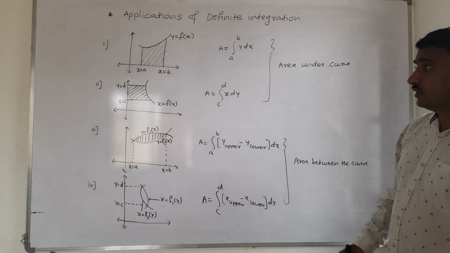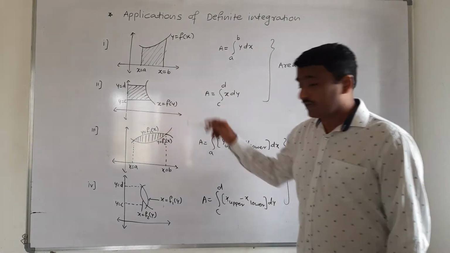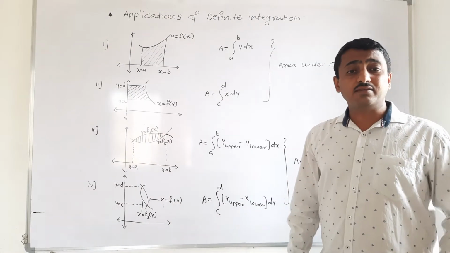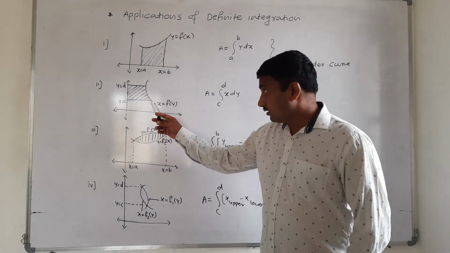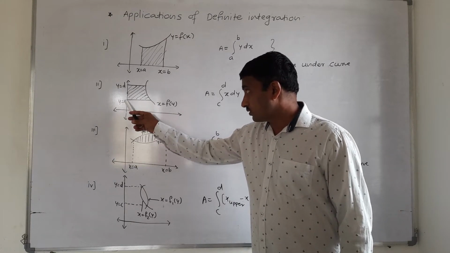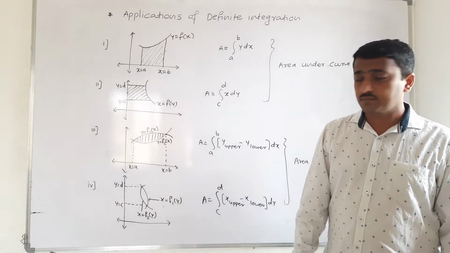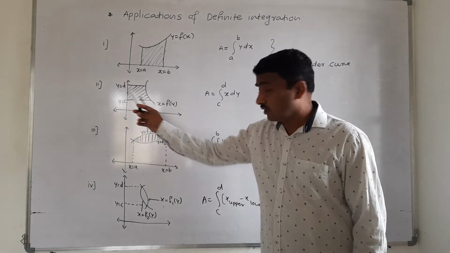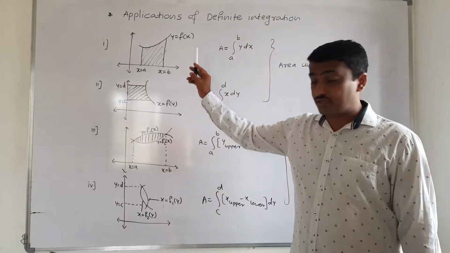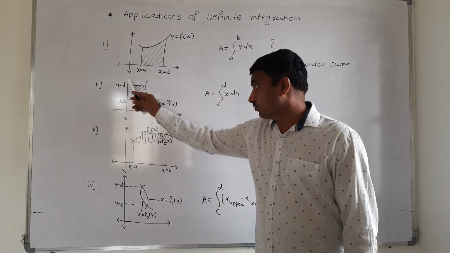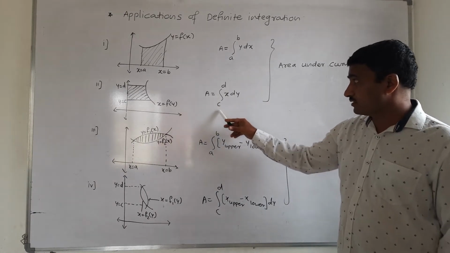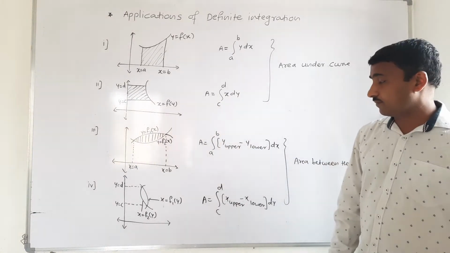This is the first type. If this is the given curve x equal to f of y, that is x in terms of y, then the area under the curve from y is equal to c to y is equal to d, bounded with the y axis, that is x equal to f of y, then the same area is given by A is equal to integral from c to d of x dy.